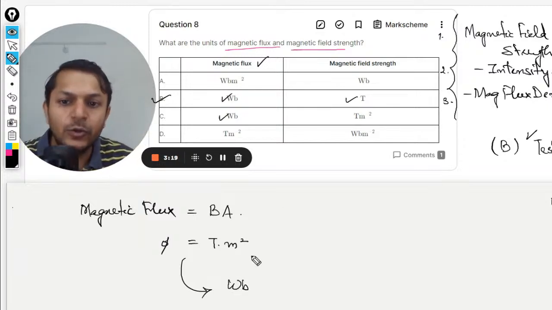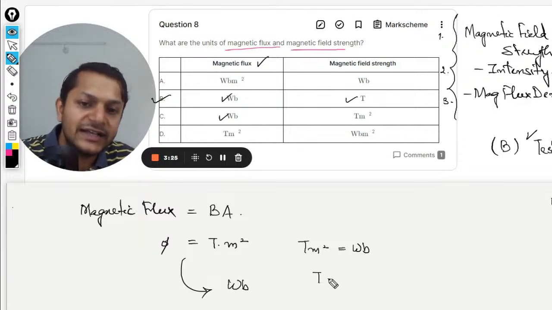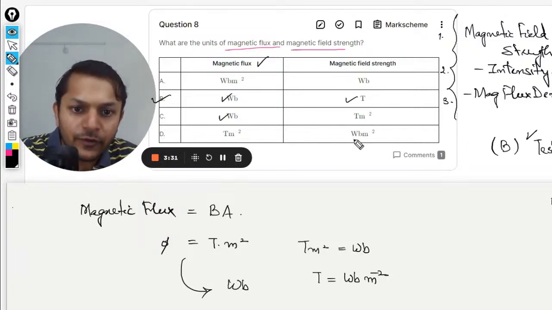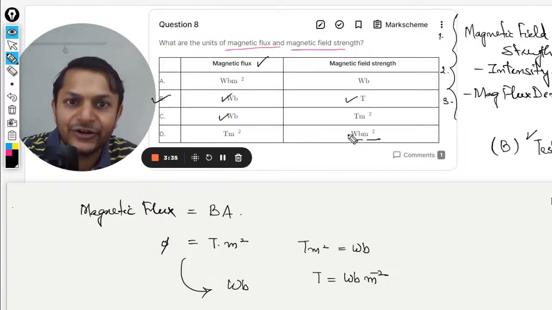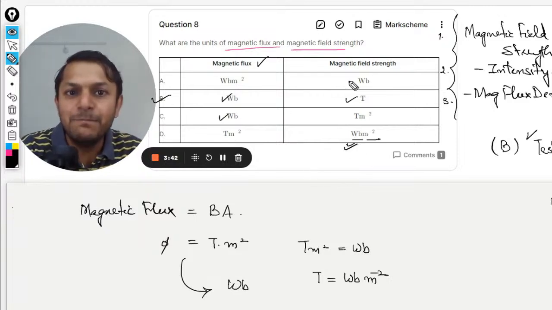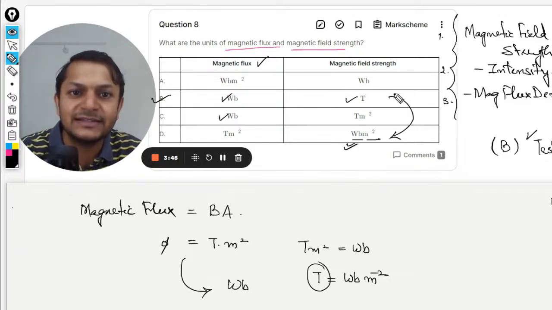Also, let me tell you one thing. Now I can clearly say that Tesla meter square is equal to Weber. So this Tesla can also be written as Weber meter negative 2. Weber meter negative 2 is also available here in the options. Do you see that? So even this option is correct as far as the magnetic field strength is concerned, because Tesla is actually the same as this.